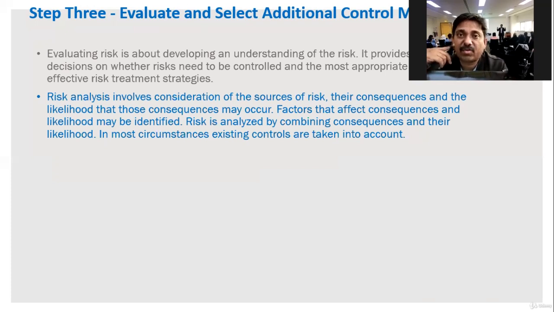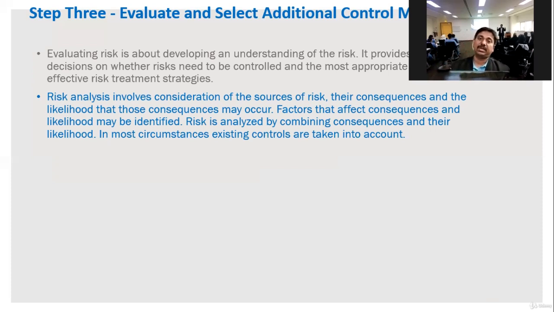Risk analysis involves consideration of the sources of risk, their consequences and the likelihood that those consequences may occur. If it occurs, how much consequence it can give. The factors that affect the consequence and likelihood may be identified. The risk is analyzed by combining consequences and their likelihood. So, how frequently can these risks happen? How intensive will the consequence be?